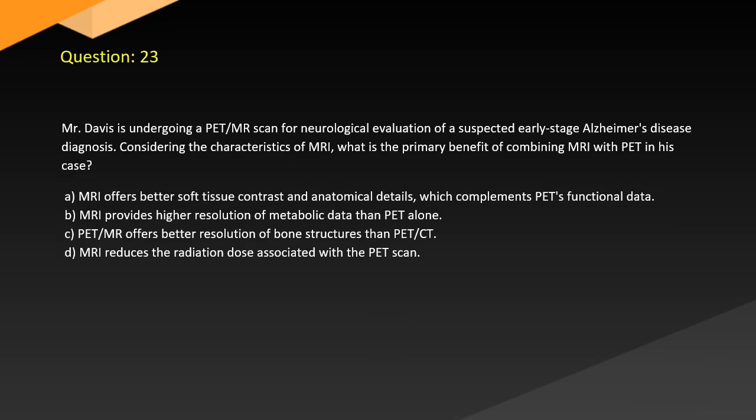Question 23. Mr. Davis is undergoing a PET scan for neurological evaluation of a suspected early-stage Alzheimer's disease diagnosis. Considering the characteristics of MRI, what is the primary benefit of combining MRI with PET in his case? A. MRI offers better soft tissue contrast and anatomical details, which complements PET's functional data. B. MRI provides higher resolution of metabolic data than PET alone. C. PET-MR offers better resolution of bone structures than PET. D. MRI reduces the radiation dose associated with the PET scan.